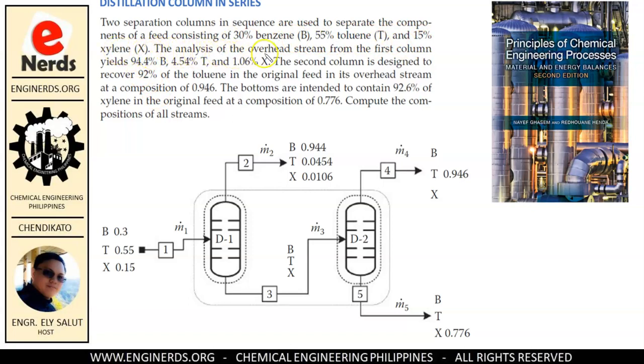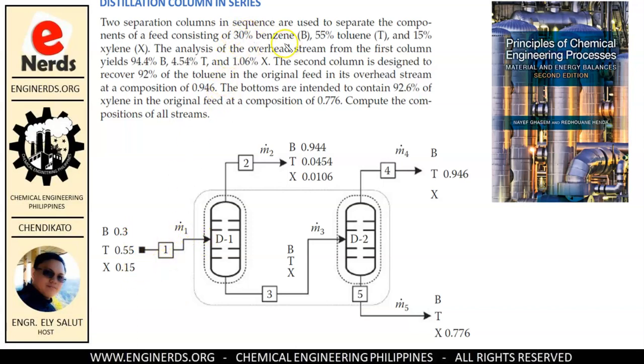The analysis of the overhead stream of the first column yields 94.4% of benzene. Okay, so this is the overhead stream sa ating first column, and it has 94.4% of benzene. So we have 0.944 of B. Then we have 4.54% of toluene, so we have here 0.0454 of toluene, and 1.06% of xylene, which is here we have 0.0106 of xylene.